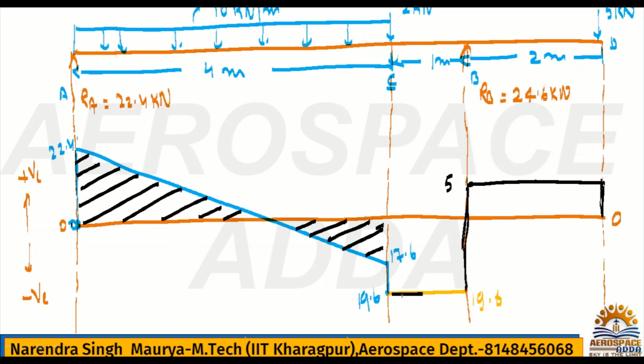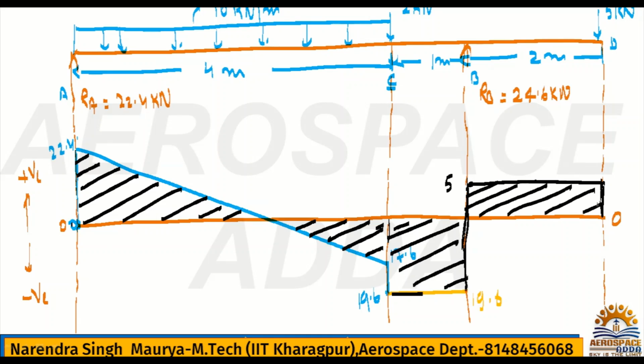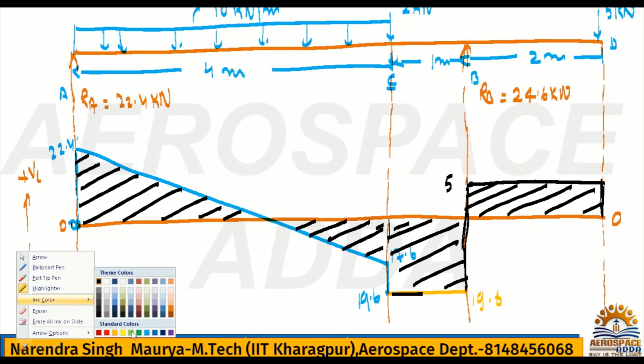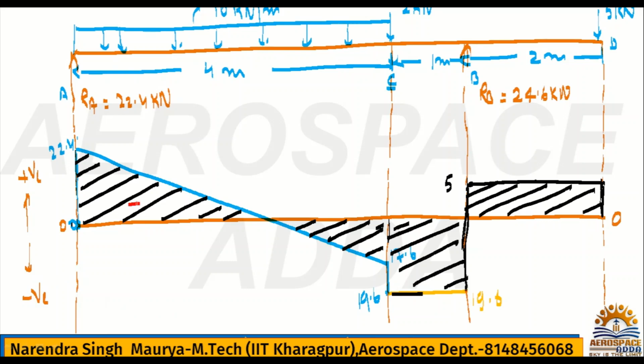Okay, this is the SFD, shear force diagram. Obviously, upward direction, upward from the reference, whatever the value, it will be positive. This value will be positive, and downside it will be negative, right? You need to remember this. So this is the SFD for this particular case.